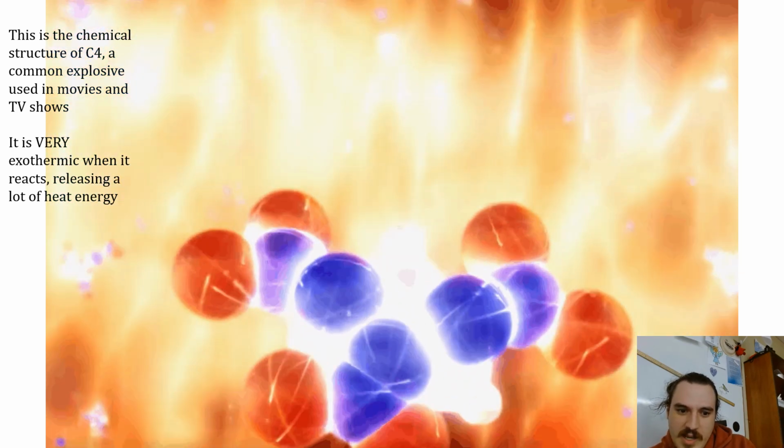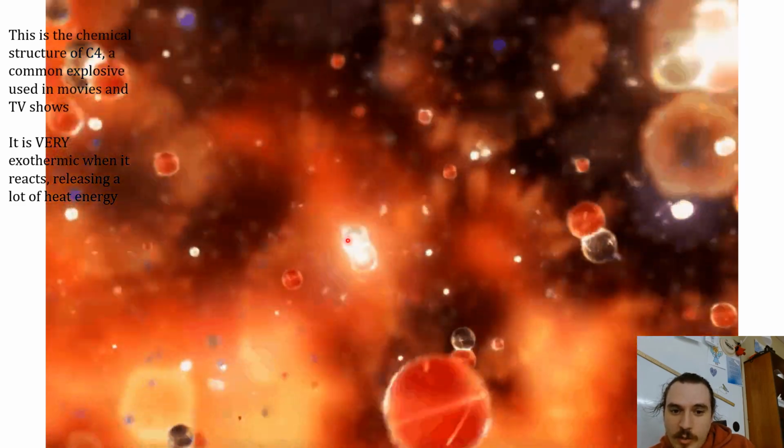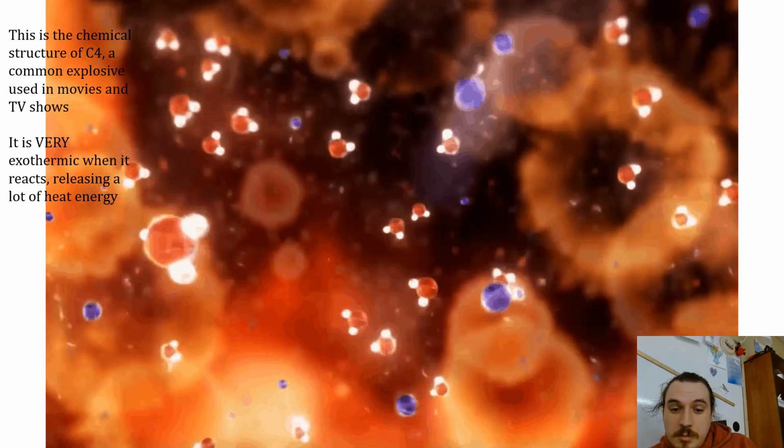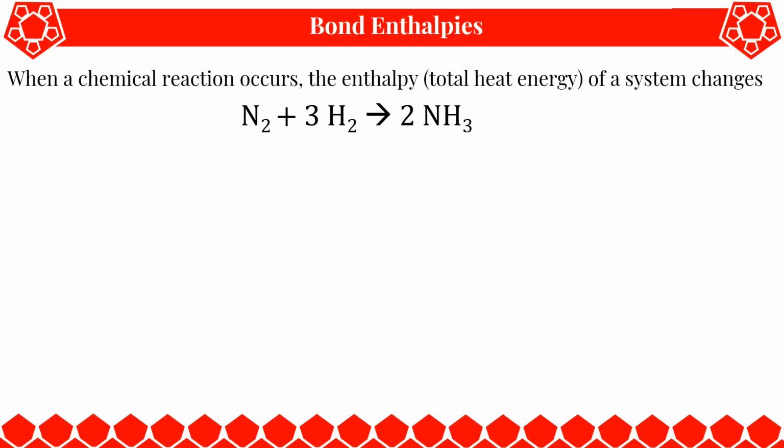So if you want to see this again, the molecule breaks apart, the atoms of the molecule rearrange to form new bonds, and the energy released from those bonds is what you see as this massive explosion, this huge fire. So now we're going to look at a different example. In this one, we're looking at the chemical reaction that produces ammonia, which is used to make most of the world's fertilizers to grow most of the world's food.